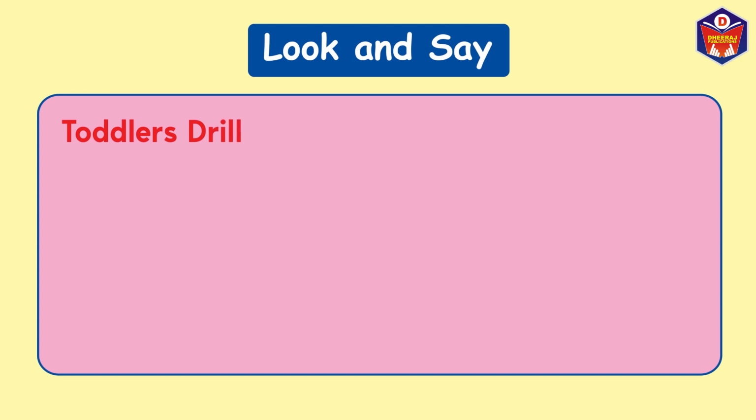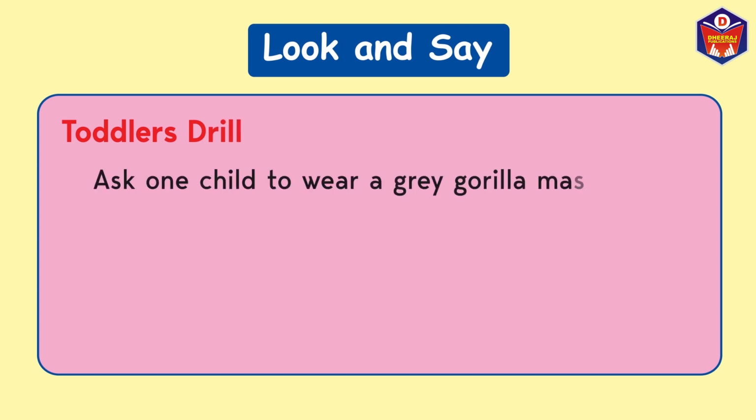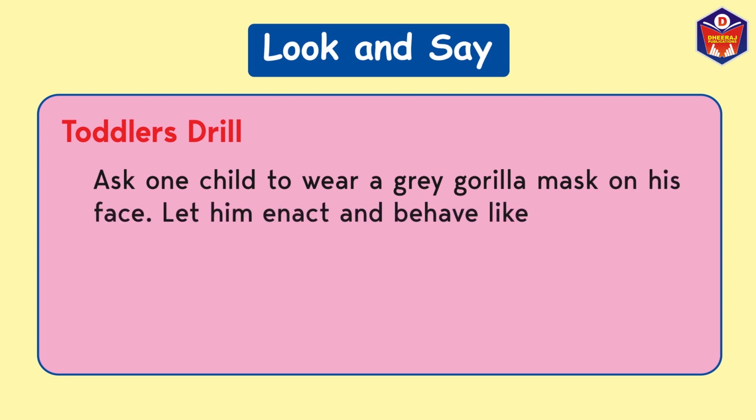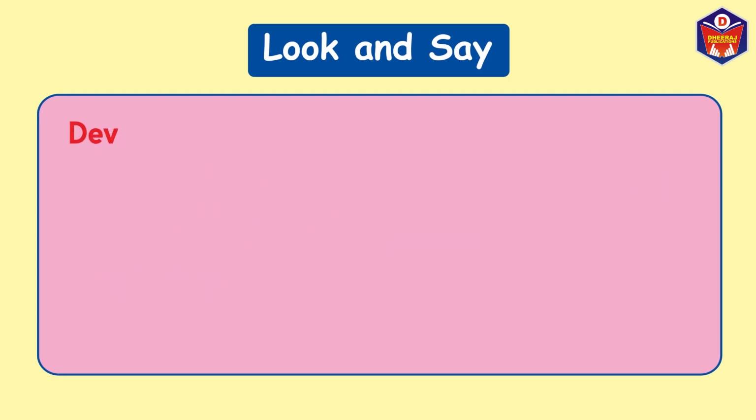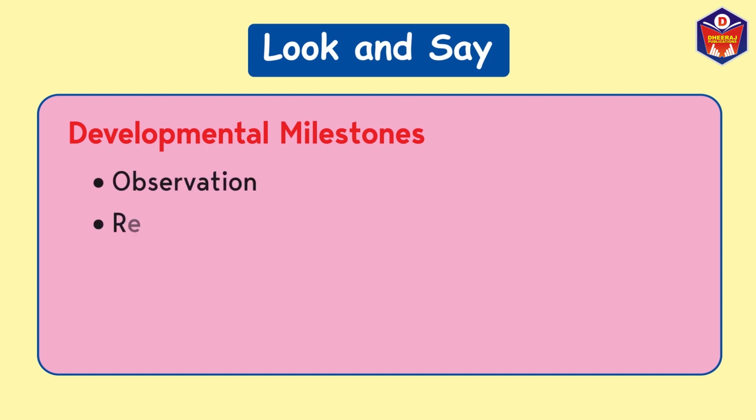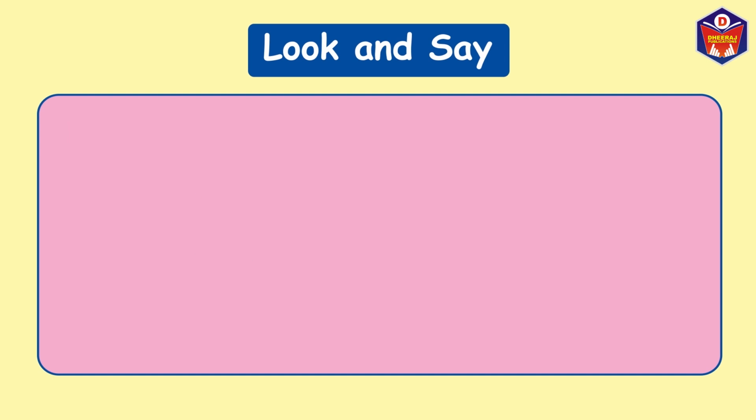Toddler's drill. Ask one child to wear a gray gorilla mask on his face. Let him enact and behave like a gorilla. All the children will take their turn. Award the best performer. Developmental milestones: observation, recognition, motor skills.